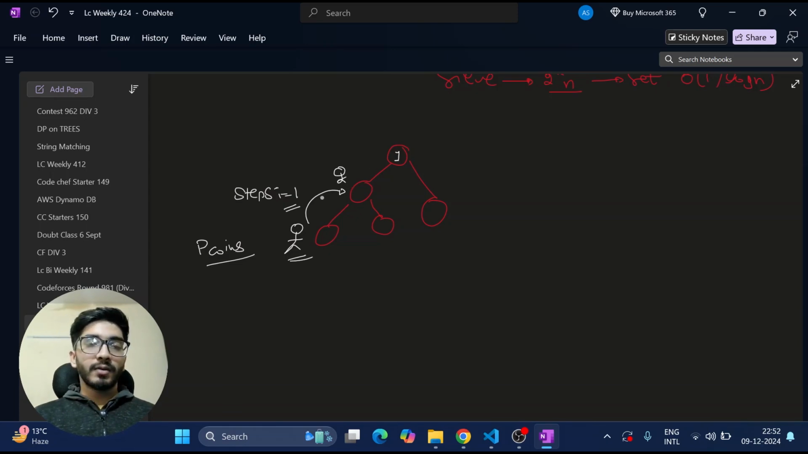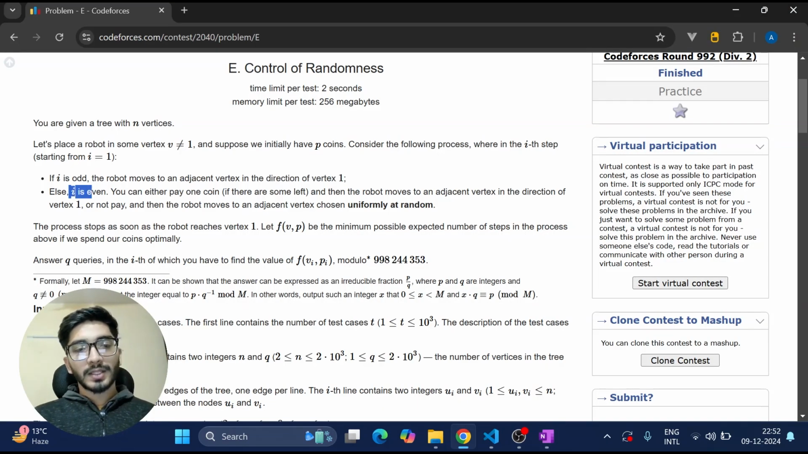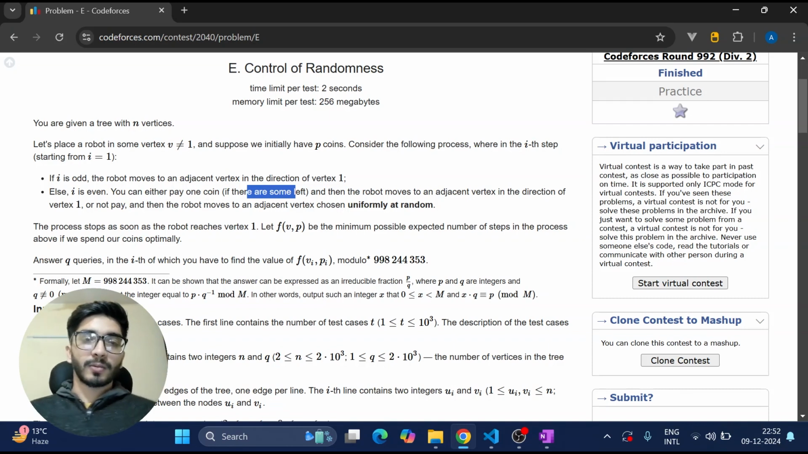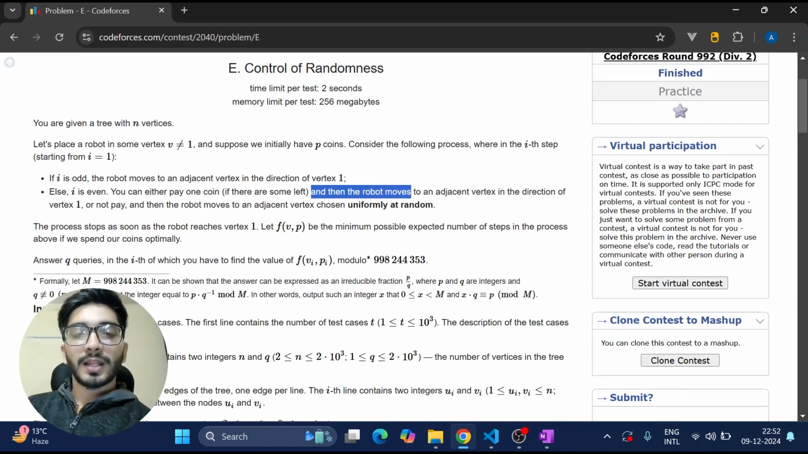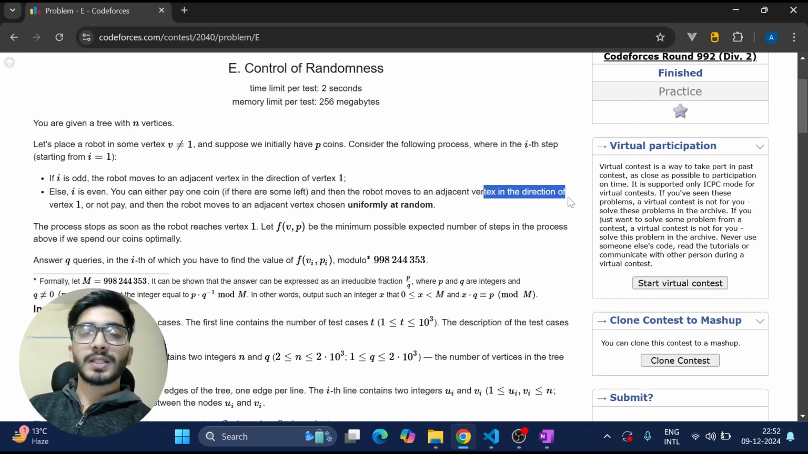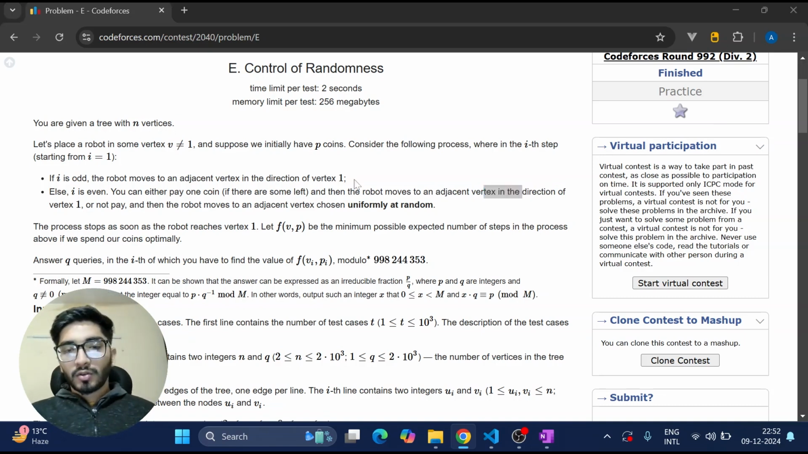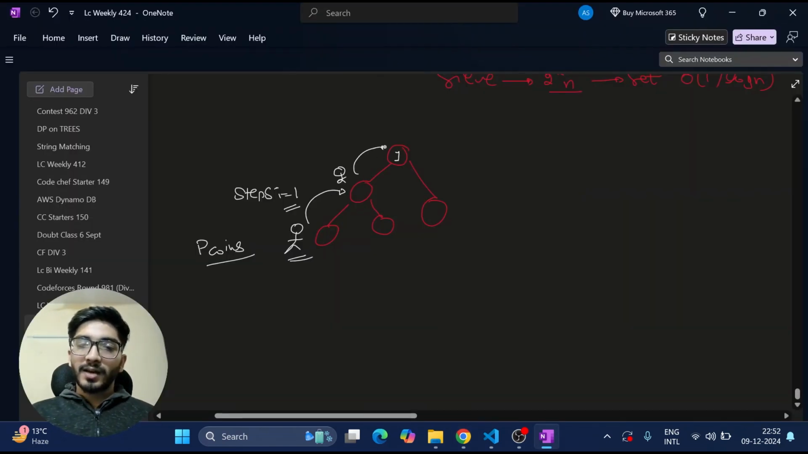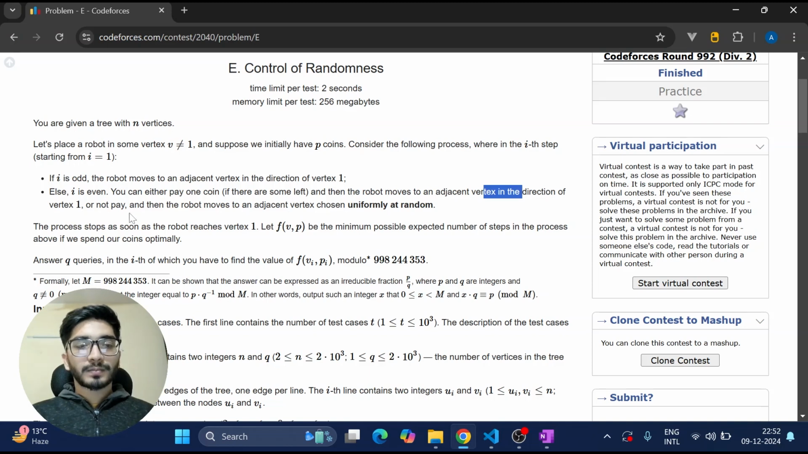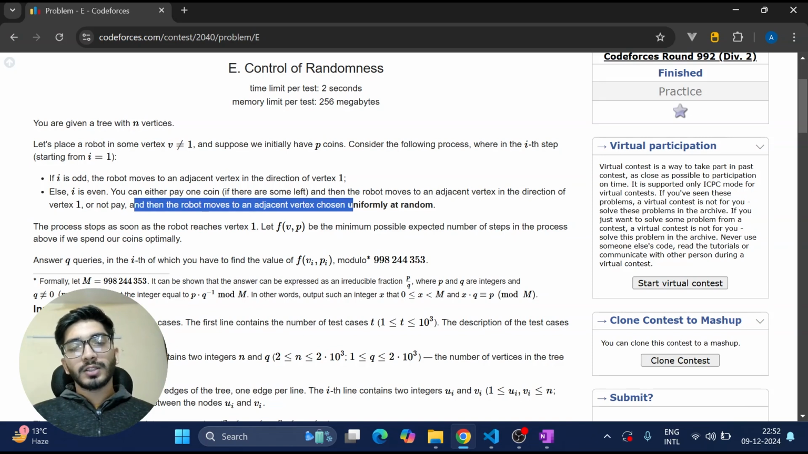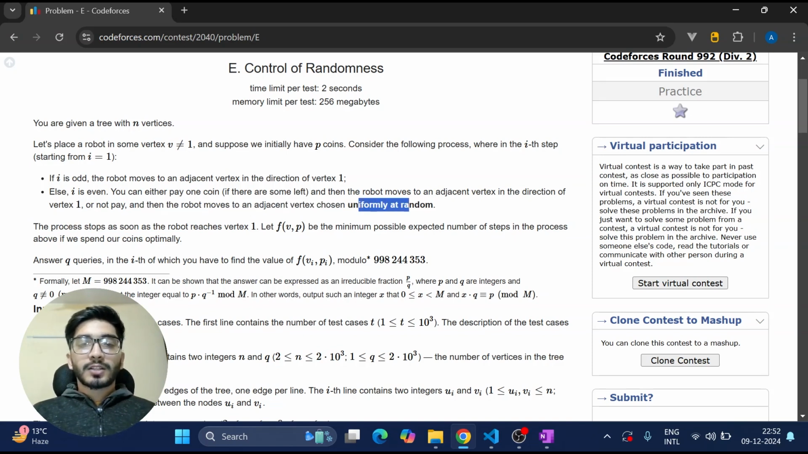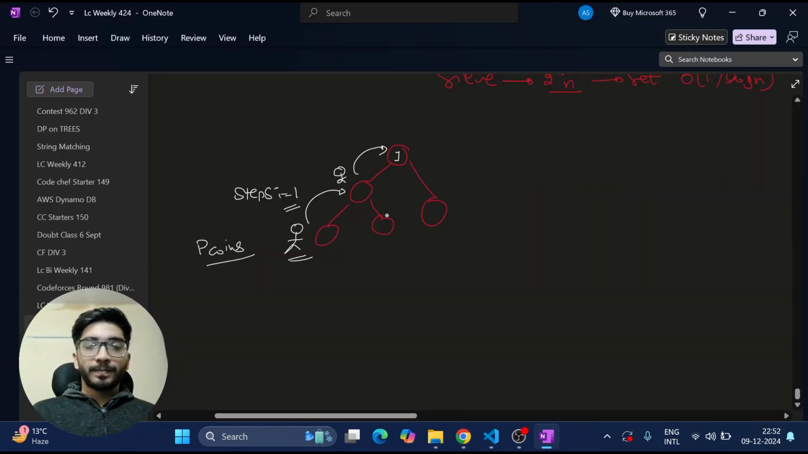Now we have an even step. So if i is even, you can either pay 1 coin if there are some left. So basically if you have some coins, you can pay them, and then the robot moves to an adjacent vertex in the direction of vertex 1. So we will again go in the direction of 1 if we have some coin. Otherwise, or if we do not pay, the robot moves to an adjacent vertex chosen uniformly at random.